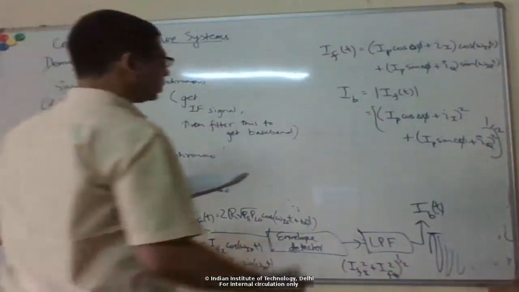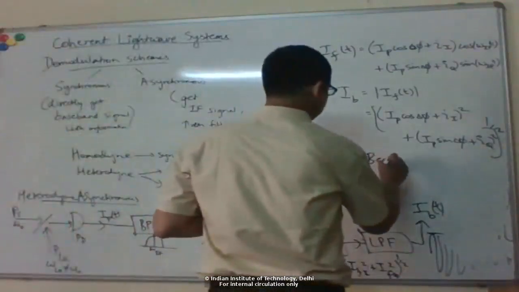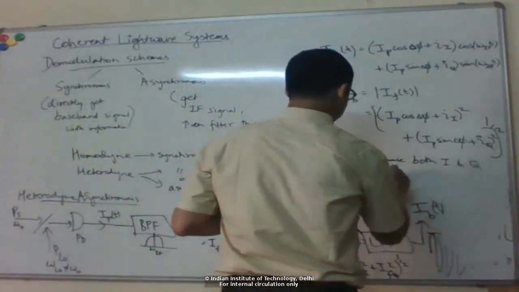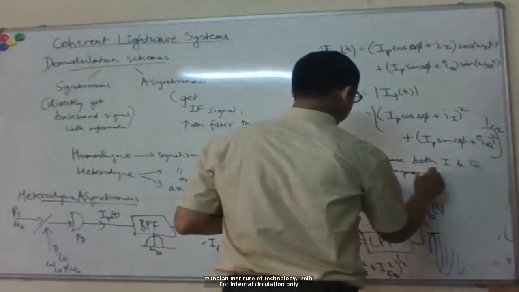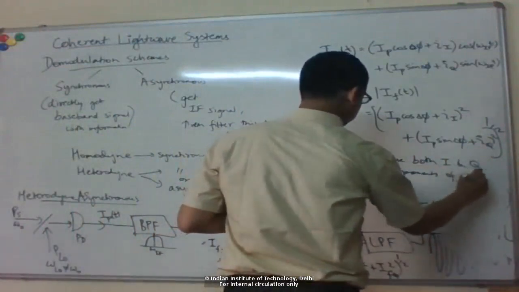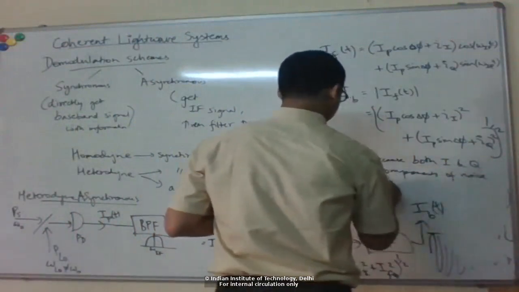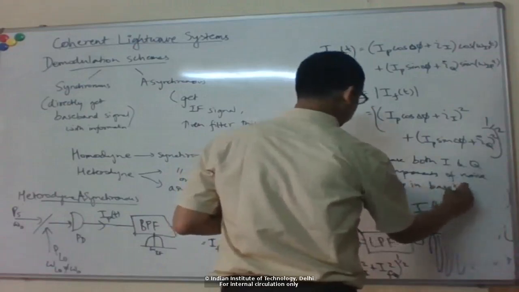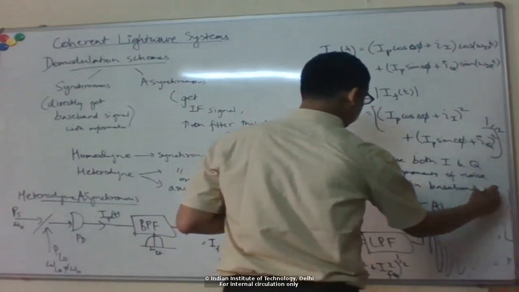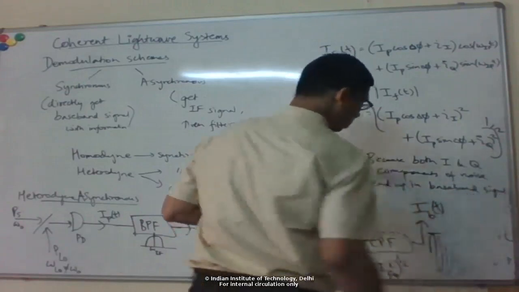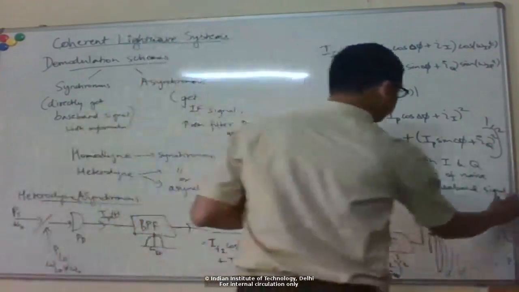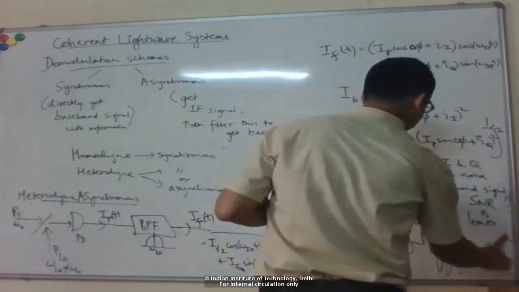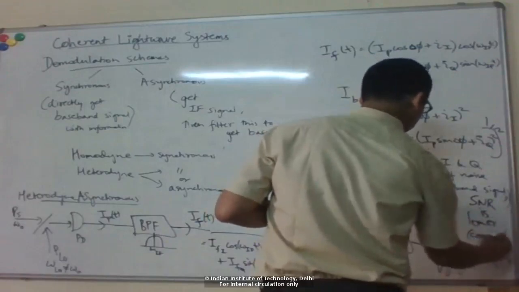Okay, so because both I and Q components of the noise end up in the baseband signal, the SNR is lower compared to synchronous.